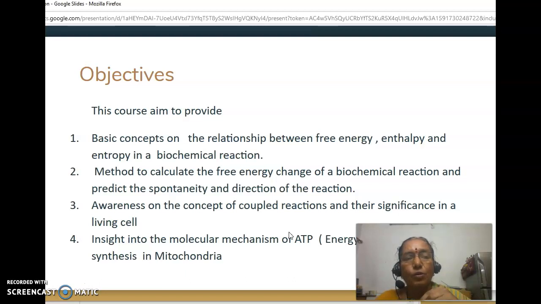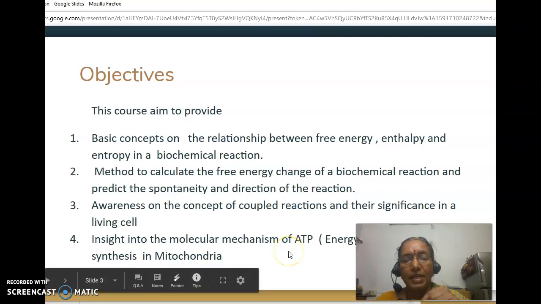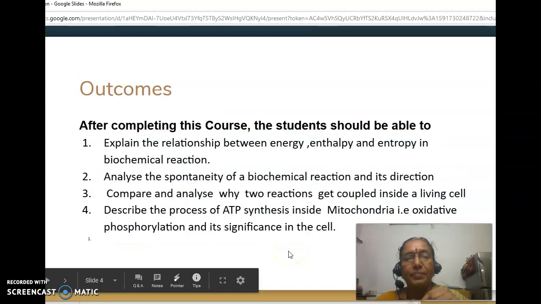The objectives of this course: it gives basic concepts in the relation between free energy, enthalpy and entropy in a biochemical reaction. It helps the students to calculate the free energy change of a biochemical reaction and predict the spontaneity and direction of the reaction. Awareness of the concept of coupled reactions and the significance inside a living cell. Then it gives some insights into the molecular mechanism of ATP synthesis inside the mitochondria.